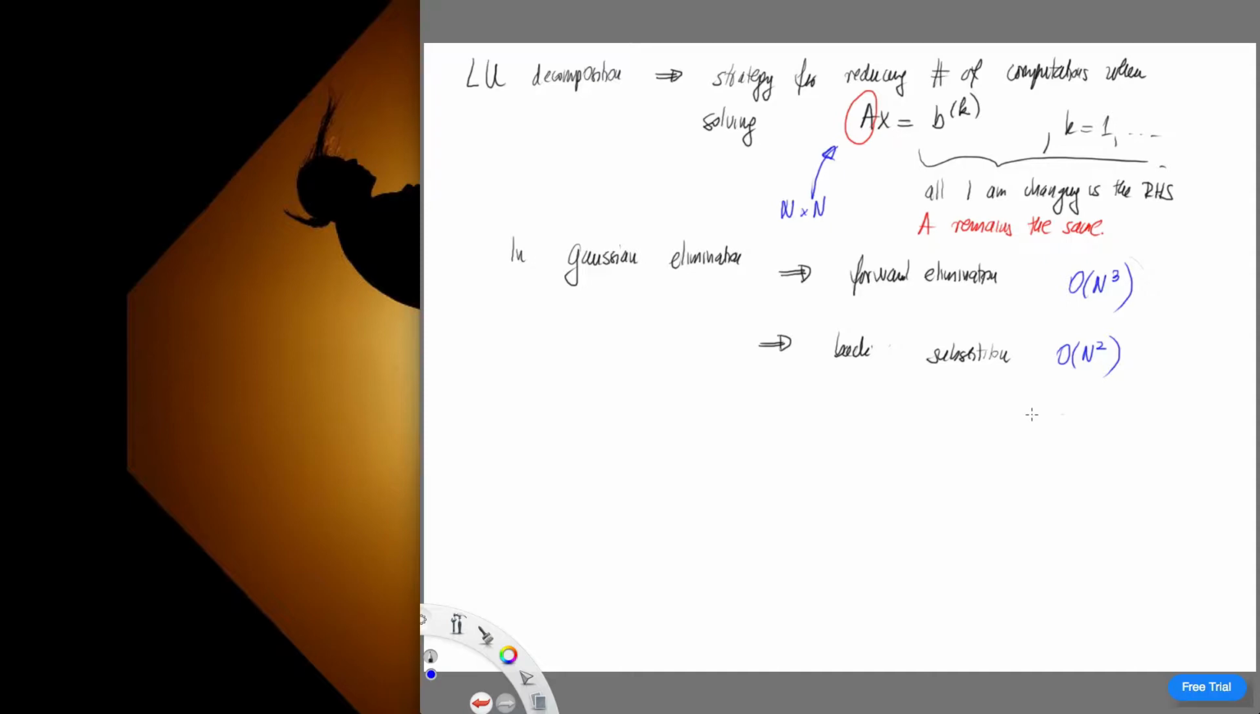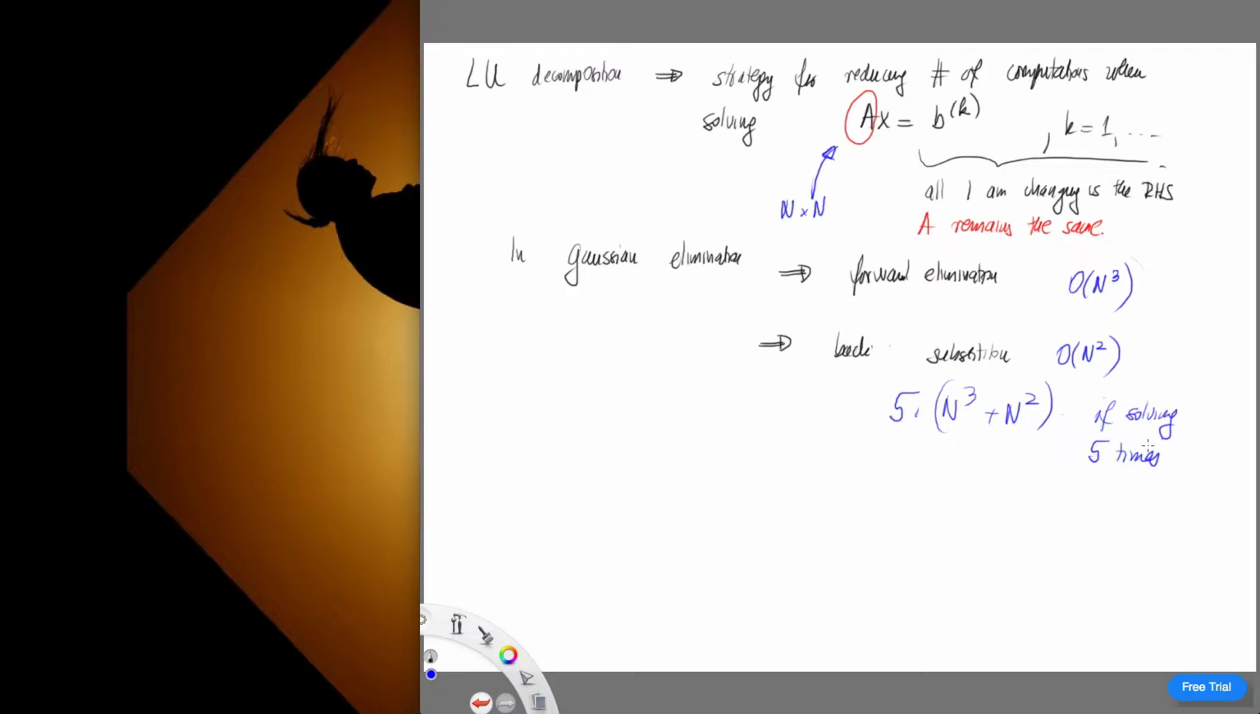Now in LU decomposition, let's say that I have to solve this problem 5 times. I would have 5 times, let's just call it n cubed plus n squared. This is the time required, or the order of complexity.